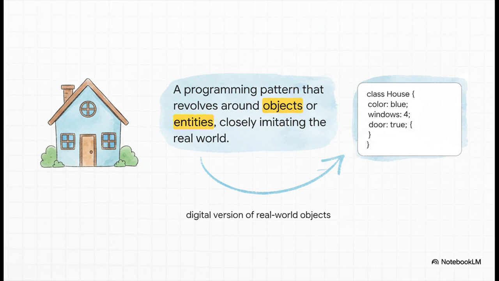Instead of just writing a massive, long list of instructions for the computer to follow from top to bottom, object-oriented programming says, hey, let's build our software by creating little digital versions of real-world things. It's a whole way of programming that's built around these little self-contained bundles, which, funny enough, is kind of how we naturally see the world anyway.